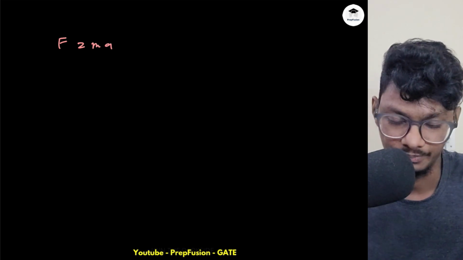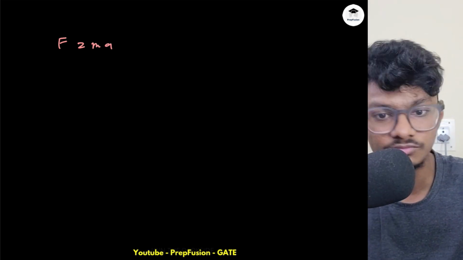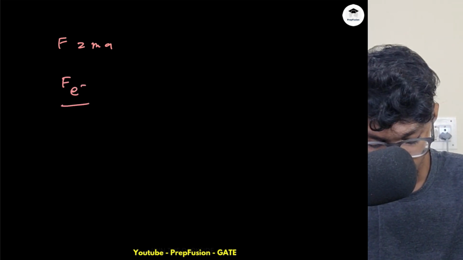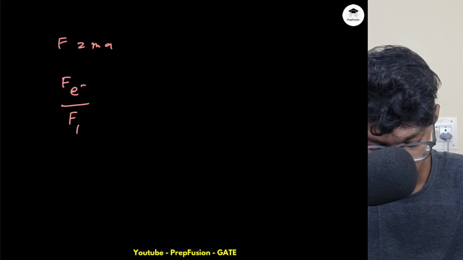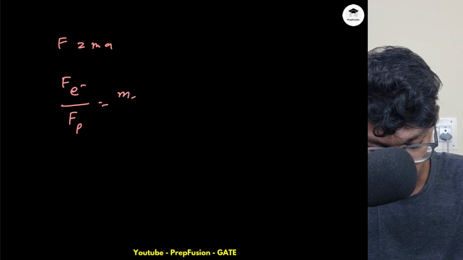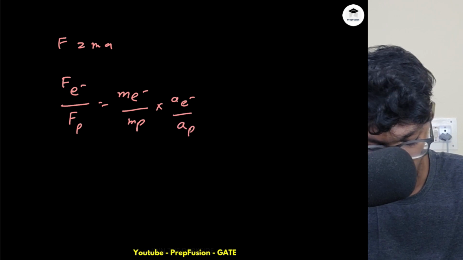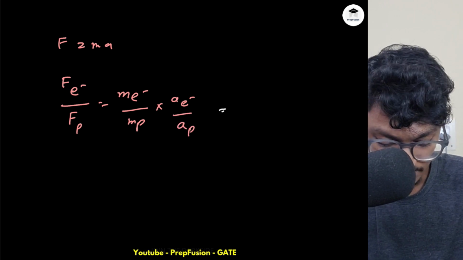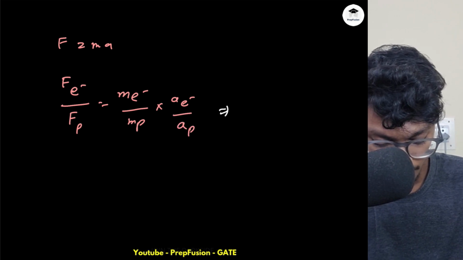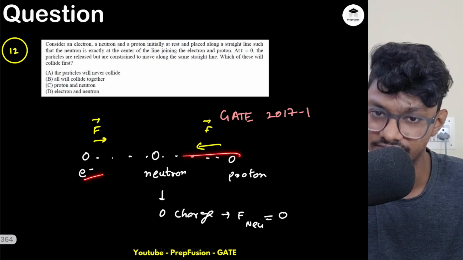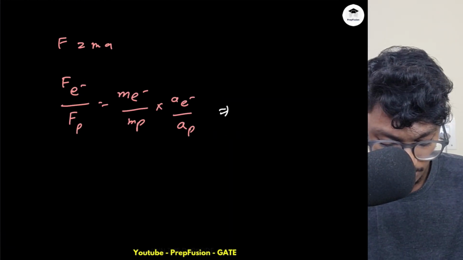Now force is the same, mass is different, so acceleration will be different. So I can say force on electron divided by force on proton will be equal to mass of electron divided by mass of proton into acceleration of electron divided by acceleration of proton. These forces will cancel because they are the same according to Coulomb's law. The same force will be acting, right?